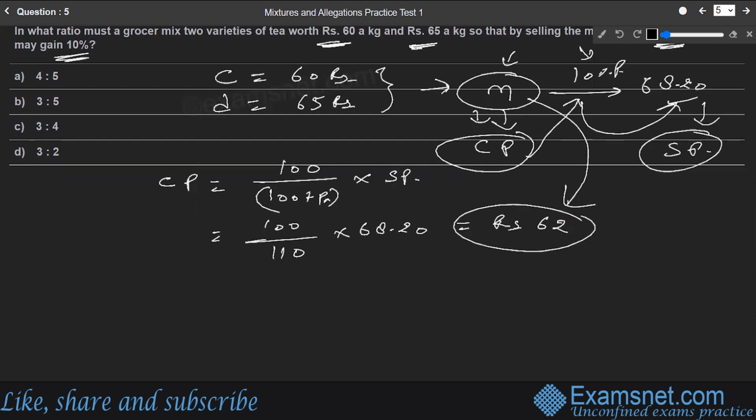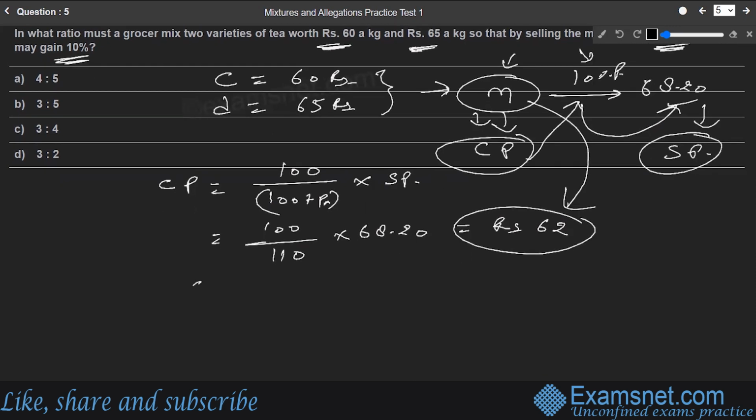Now we can make use of our own chart. The cheaper part can be written on one side and the dearer on the other side. The mean price to be made is 62. In what ratio should they be mixed up? Obviously, dearer minus mean gives you 3, mean minus cheaper gives you 2. So the ratio should be 3 is to 2.